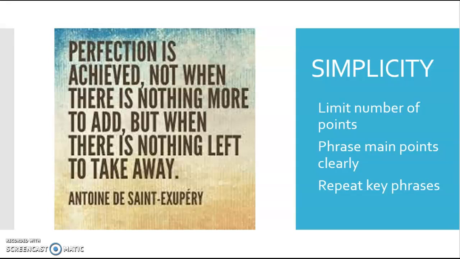Less is truly more in public speaking. Simplicity. Let's talk how we do this. Number 1, limit the number of points. 3 points is always best. It's not too little, it's not too much. Your listener can comprehend 3 points, and they also have a window of patience to take in 3 points. Number 2, phrase main points clearly. Tell your listener precisely what those main points will be in the introduction, and then as you are moving through those main points, say them again.